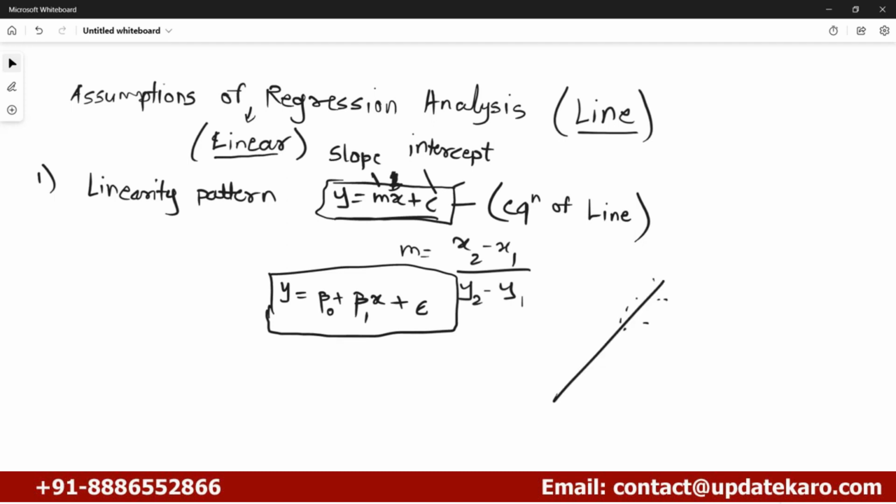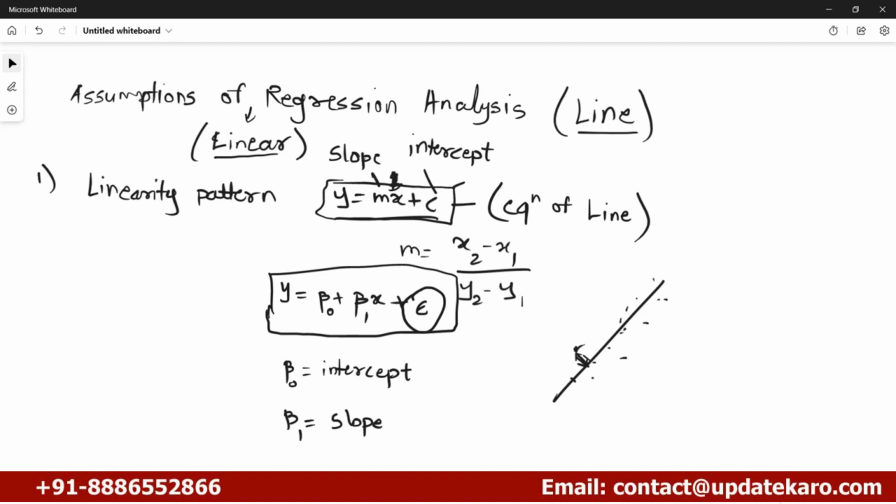You will see that the data points are like this. But in real life you will find that error is present. This is my data point and this is my line. The distance between this data point and this line is nothing but the error present. So here beta naught is going to be your intercept, and beta 1 is going to be the slope.